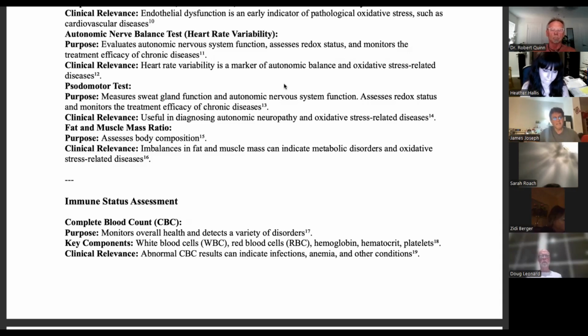Okay, then the same system, which is a good thing, does have the ABI, so that you can know if there's any blood vessel narrowing. And also it has the ability to assess the ratio between fat and muscle mass.